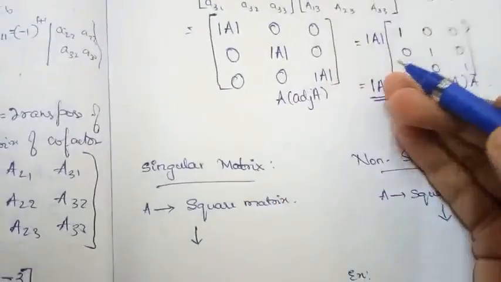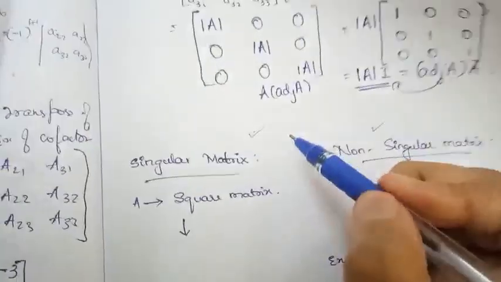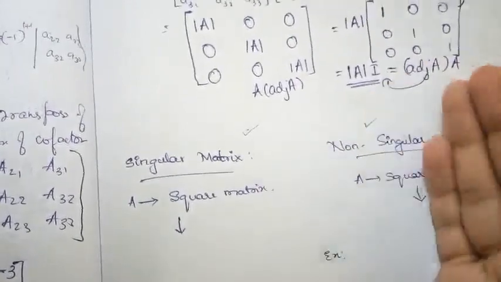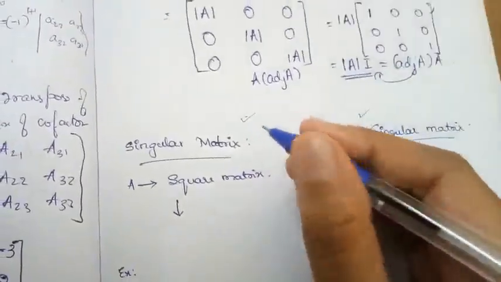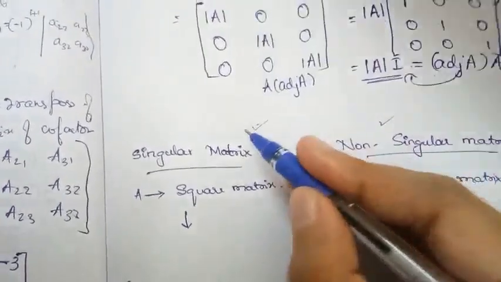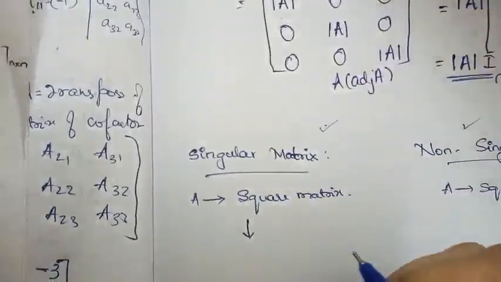Before going to the next theorem, let us understand what singular and non-singular matrices are, which play a very important role in the next section, that is, consistent and inconsistent systems of a matrix. So you should clearly understand what a singular matrix is and what a non-singular matrix is. First, let us understand the singular matrix.